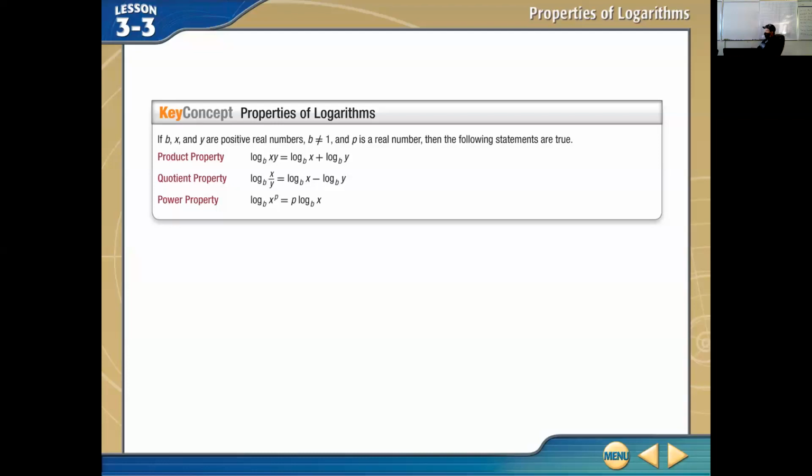Multiply, add, divide, subtract. It's an exponent, you can bring it out in front. Perfect. All right, let's see how these properties are applied.